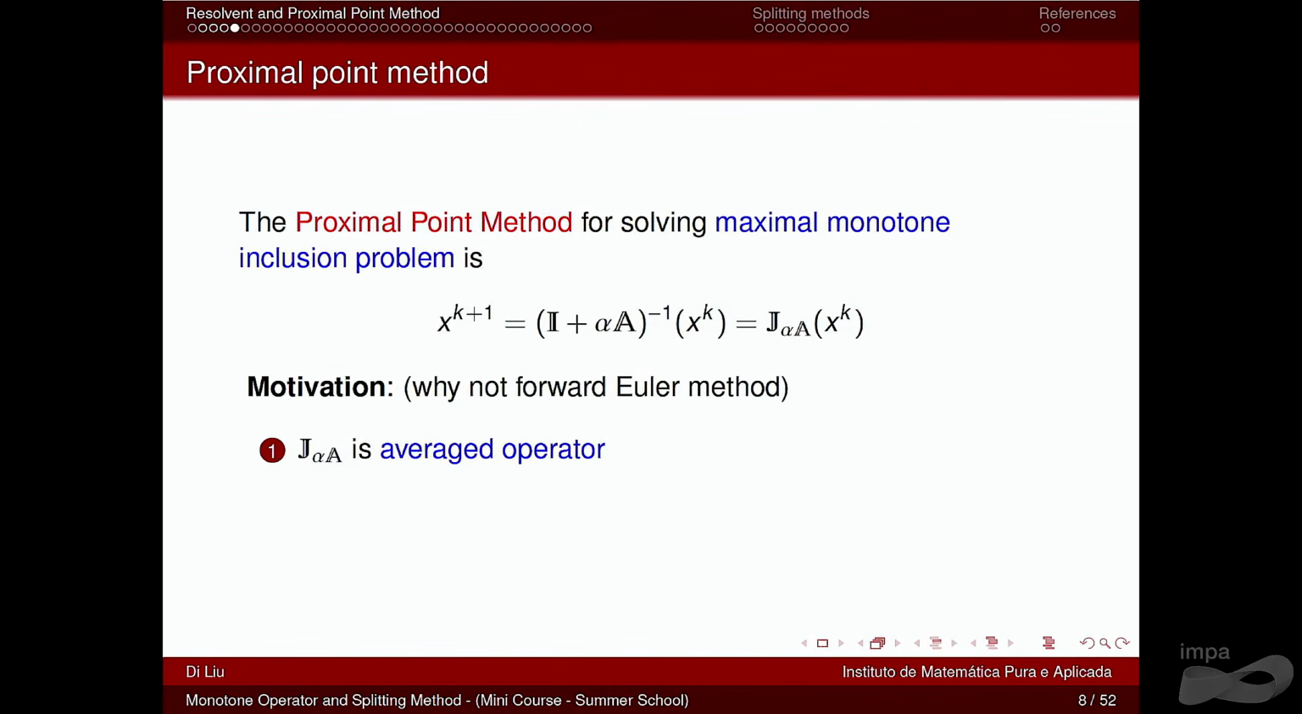Okay, so what is a proximal point method? The proximal point method is for solving maximal monotone inclusion problems with this kind of scheme. Be careful. We use (I + alpha_k A) inverse here.